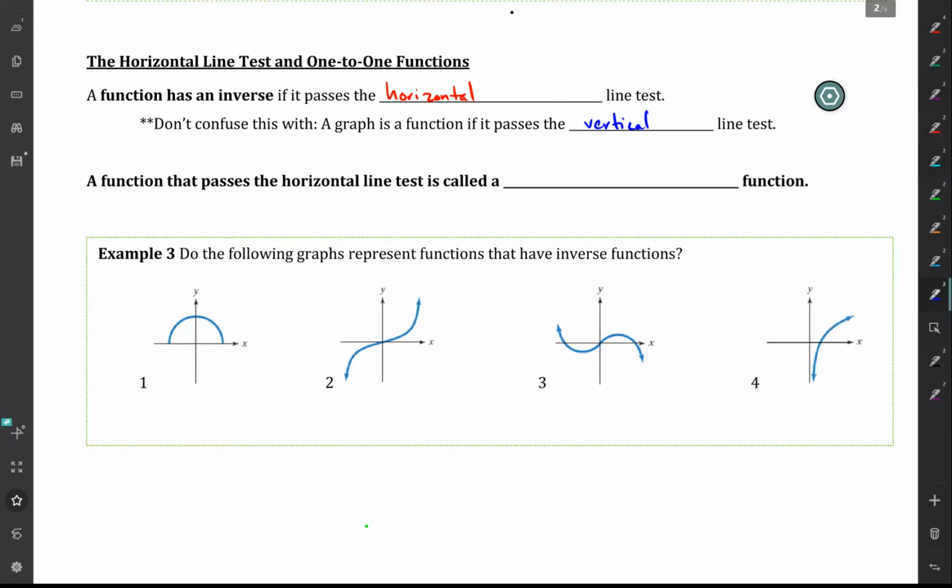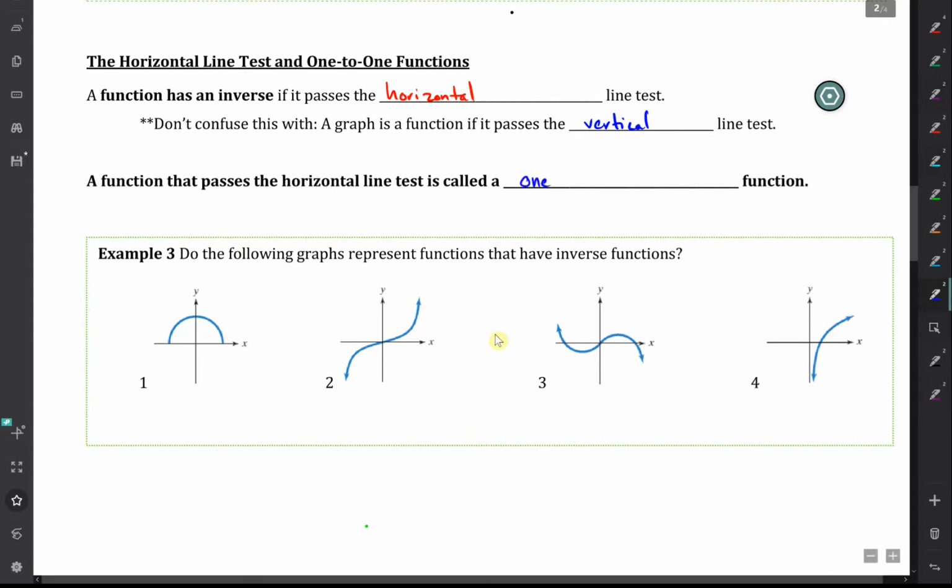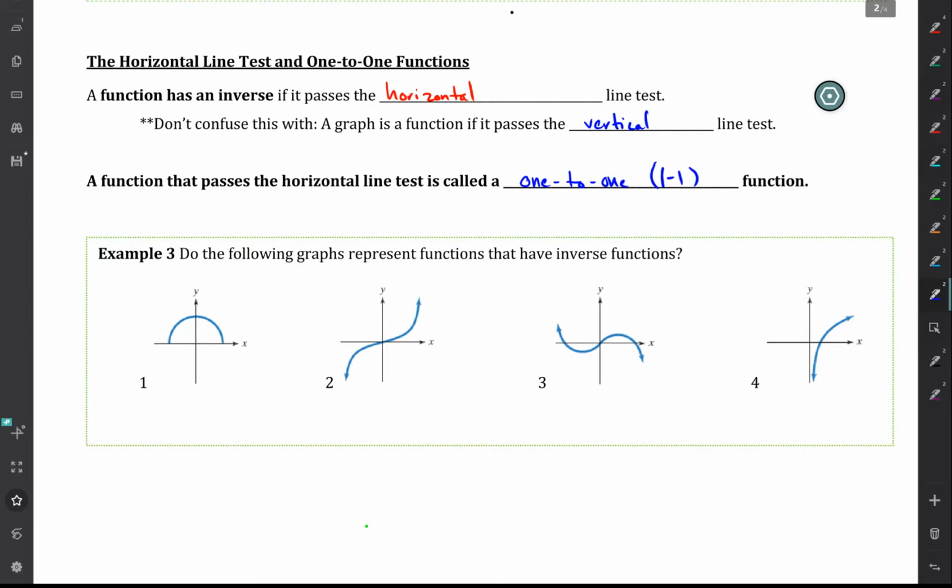The horizontal line test tells you whether or not the function has an inverse. If every horizontal line intersects the graph of the function in at most one place, then the function is invertible, or one-to-one. And sometimes we write that as 1-1. And so we're supposed to, in example 3, figure out if each one of these graphs is a function and whether or not it's invertible, or one-to-one.